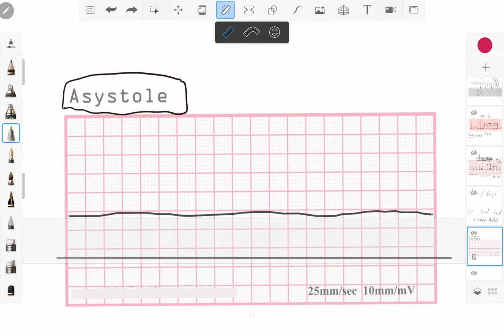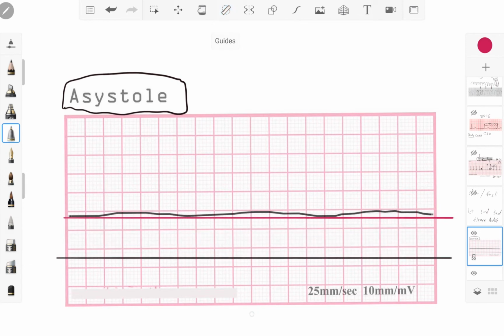And you might be like, James, why is it not perfectly flat? Because the heart is always going to be showing some conduction. And that's why asystole is never perfectly flat. Asystole just means that there is no conduction moving through the heart. You see how there's no P wave, no QRS or T wave or anything like that. There's just nothing. It's an asystole. It's just a flat line.